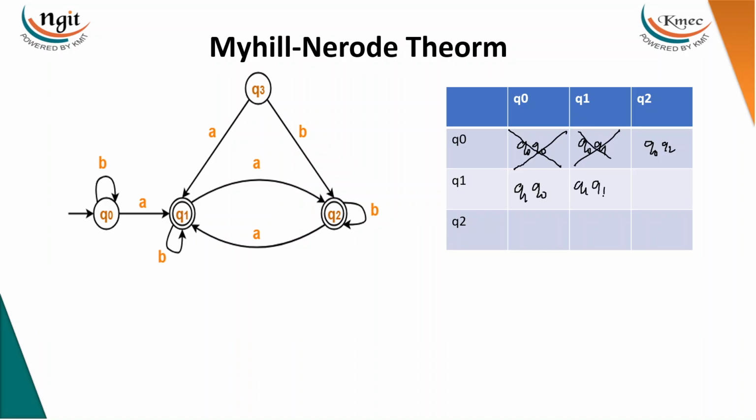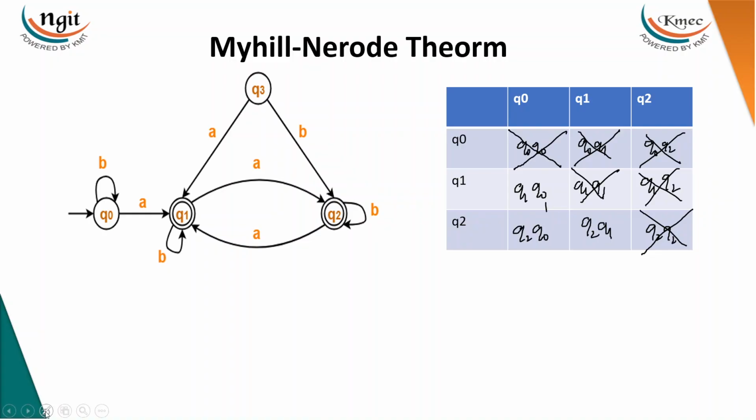Same way, Q1, Q1: a state is always equivalent to itself. And next Q1, Q2. So Q2, Q0. If I prove that Q2, Q0 are equal, you need not prove that Q0, Q2 are equal. Same way, Q2, Q1. If I prove that both are equal, you need not prove it again. Then Q2, Q2, so no need to say that. See the Myhill-Nerode, right? So this we have to check.